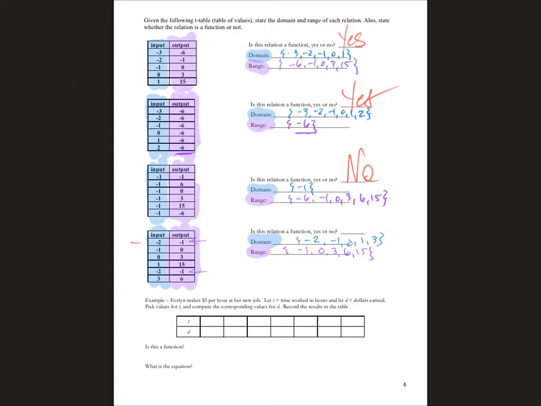Now you may be looking at this one and say, oh, but the -2 is repeating. Yeah, but it goes to the same output value. So yes, this is a function. Don't get fooled. Now here's a word problem.